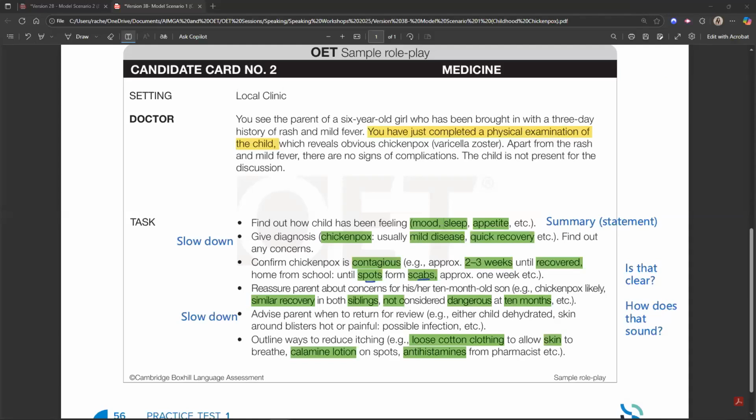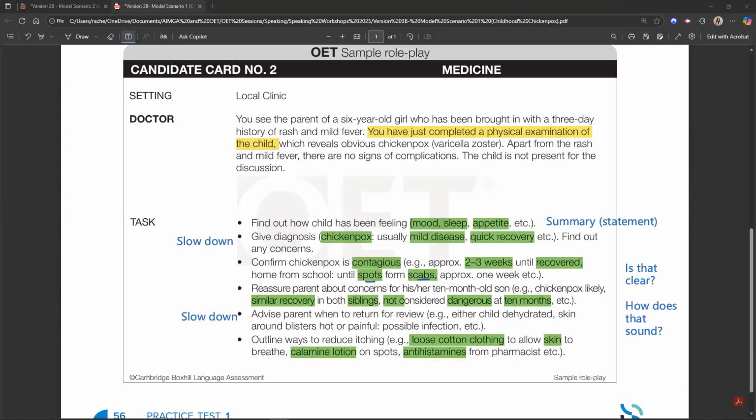Hi, Rachel. Now, I just completed the physical examination of Kate. Before we discuss the diagnosis of Kate, can you please tell me how Kate has been feeling during the last few days? Yeah, well, I'm not exactly sure what's going on. I know that she has a rash and a mild fever over the past 3 days, so things have not been good. Mhm. Yeah, yeah. Sorry to hear about that.